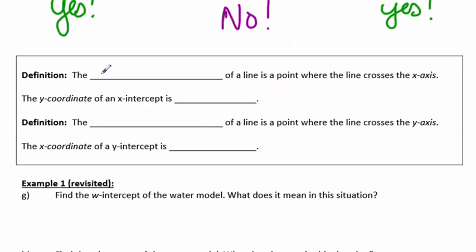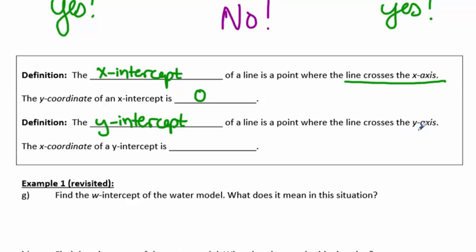Definition. The x-intercept of a line is the point where the line crosses the x-axis. The y-coordinate of the x-intercept is 0. Second definition. The y-intercept of a line is the point where the line crosses the y-axis. The x-coordinate of the y-intercept is 0. Notice that the opposite value. If there's an x-intercept, it's y that's 0. If it's a y-intercept, it's x that's 0.